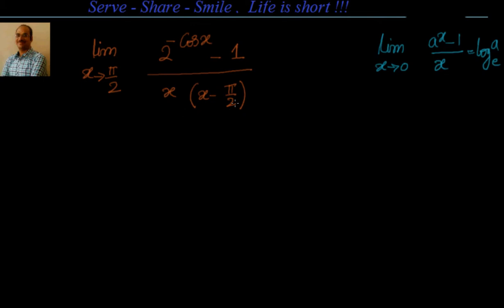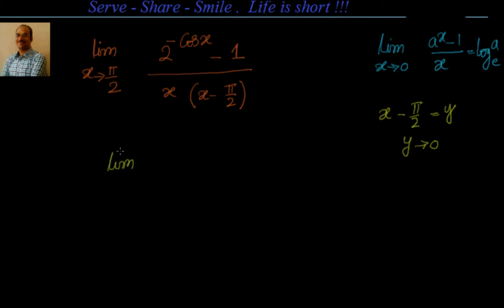minus pi by 2. Now, first once we see x tends to pi by 2, immediately I will write down x tends to pi by 2. For the formula I need x tends to 0, but I have x tends to pi by 2. So I will say x minus pi by 2 equal to y, so that y tends to 0 as x tends to pi by 2. Now let's convert the given problem in terms of y.